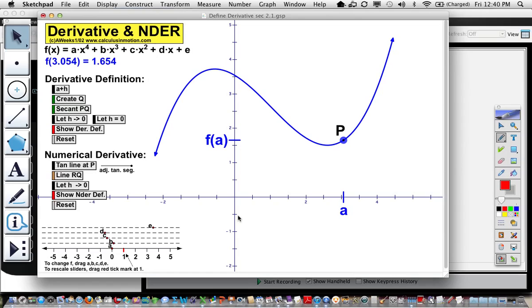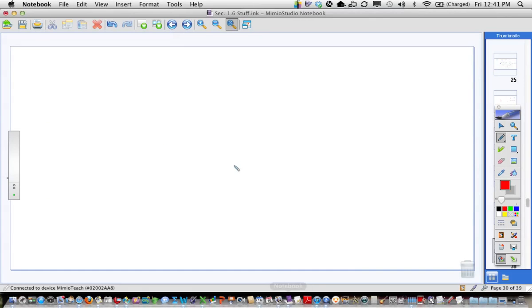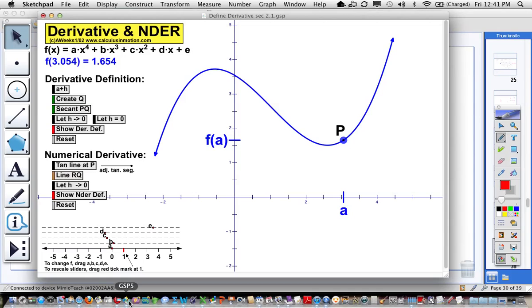I'm going to have to kind of shift back and forth here. Sorry, step back for you. All right, everybody got something kind of like that? All right, and what we want to do is we want to find the slope at that point.